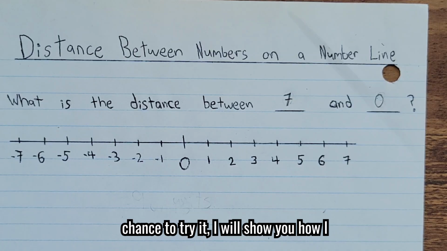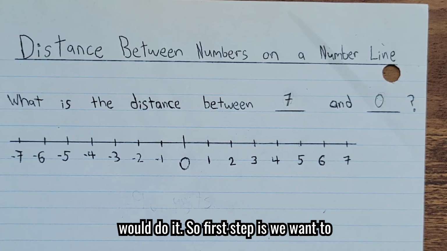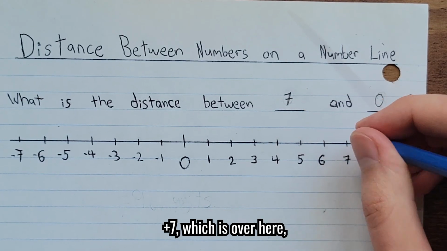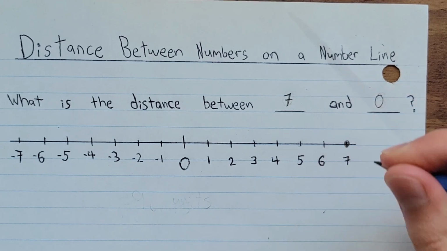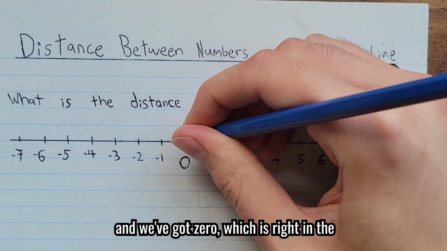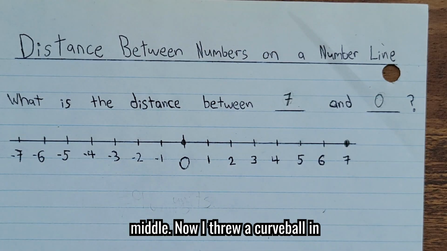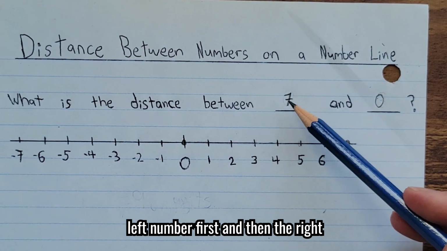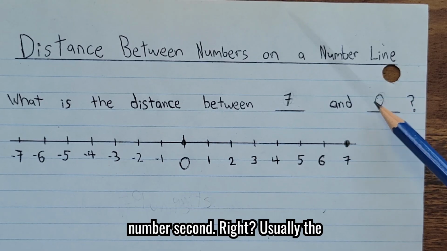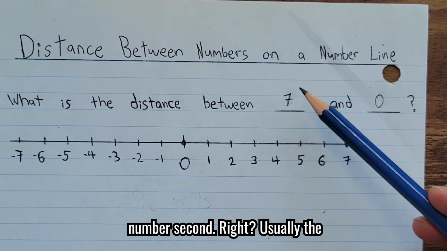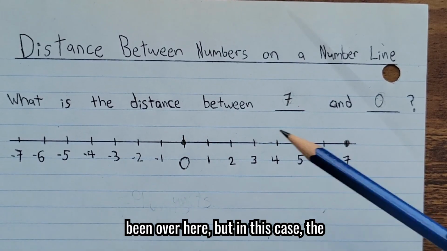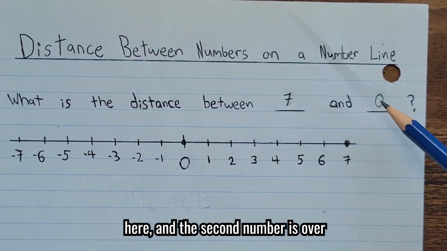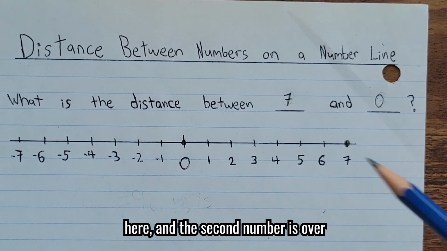Alright, so now that you've had a chance to try it, I will show you how I would do it. First step is we want to plot our two numbers. So we've got positive 7, which is over here, and we've got 0, which is right in the middle. Now, I threw a curveball in here, because normally I would put the left number first and then the right number second, right? Usually the number that I've listed first has been over here, but in this case, the number I listed first is all the way over here, and the second number is over here.